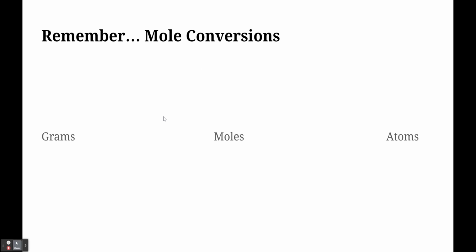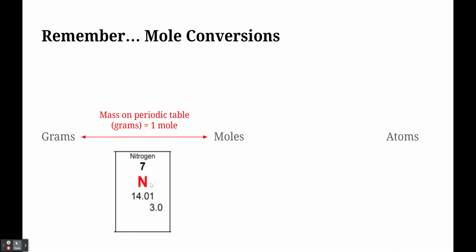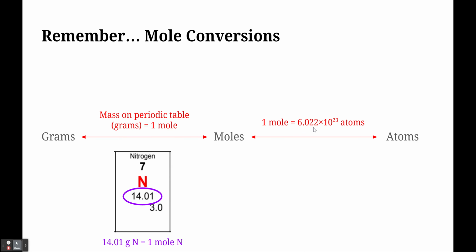So remember from first semester, when we convert between grams and moles, that's when we use the periodic table. We would look at nitrogen, for example, and see nitrogen has a mass of 14.01. What that means is there are 14.01 grams of nitrogen in 1 mole of nitrogen. If we want to go between moles and atoms, that's when we use the 6.022 times 10 to the 23rd number.